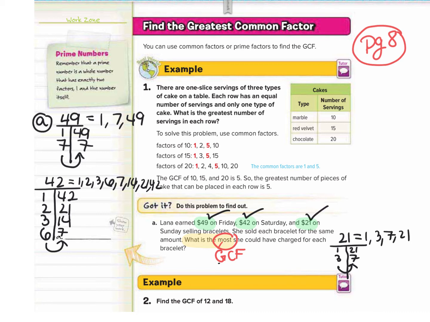So now we want to find the greatest common factor between the three of them. So the largest number that they all have in common looks like it's 7. So the greatest common factor between all of them is 7, which means the most she could have charged for each bracelet is $7 each.